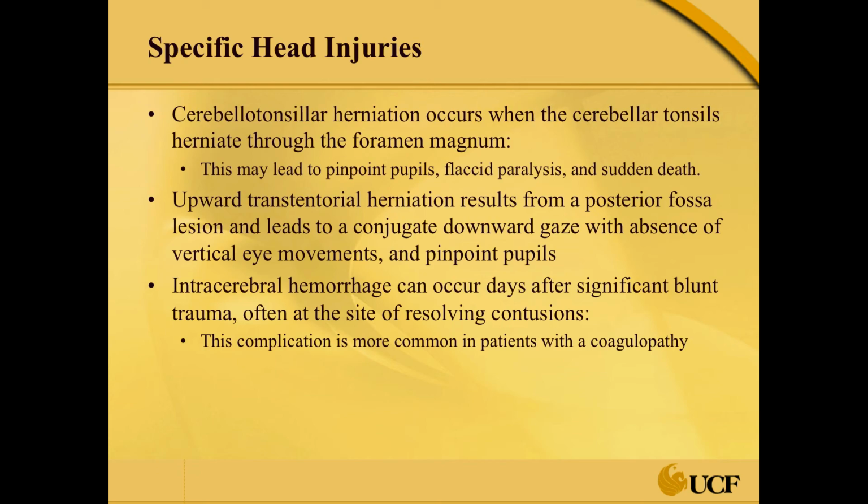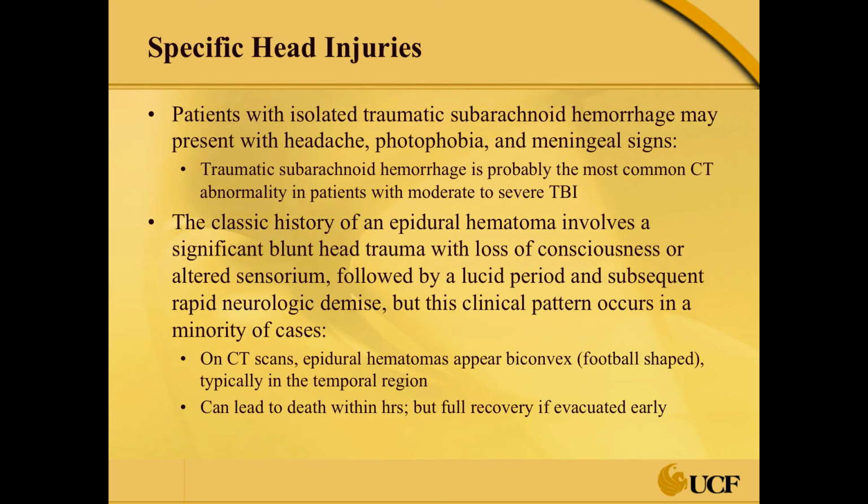It's more common in your patients with coagulopathy, all right? Patients with isolated traumatic subarachnoid hemorrhage may present with headache, photophobia, and meningeal signs. So neck rigidity, for example, neck pain. Traumatic subarachnoid hemorrhage is probably the most common abnormality in patients with moderate to severe TBI.